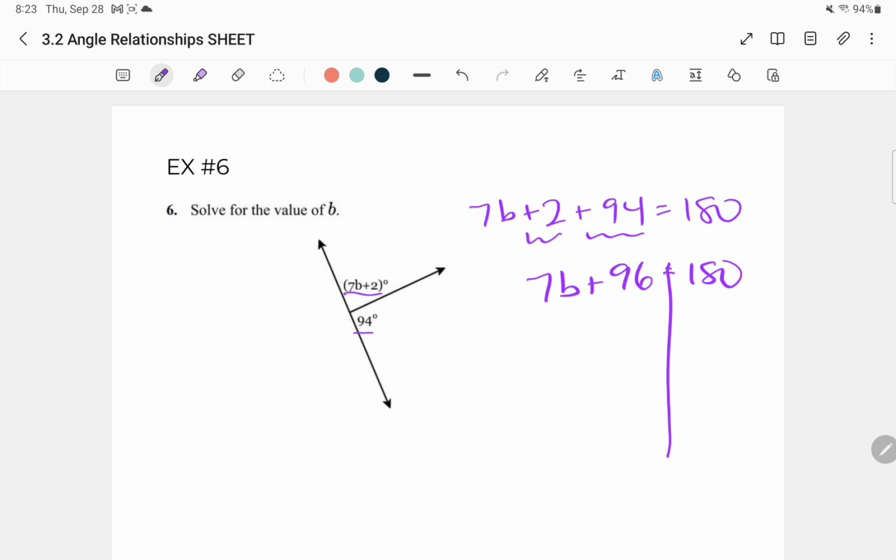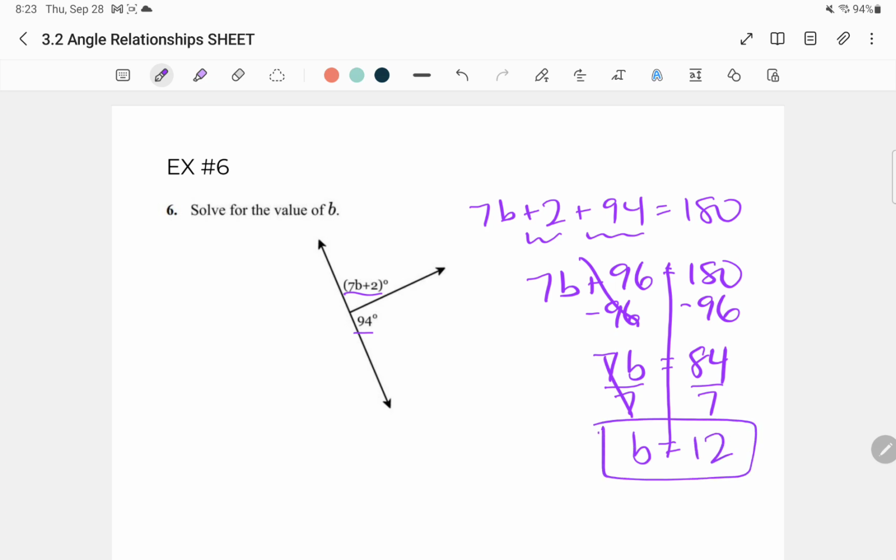The opposite of plus 96 is subtract 96. So we're going to cross those out, and 7b is left. And now 180 minus 96. So 180 minus 90 is 90, and then 6 more would bring me to 84. And then I'm going to divide both sides by 7. And 84 divided by 7 is 12. And we are done with that one. So go ahead now and pause and try it by yourself.